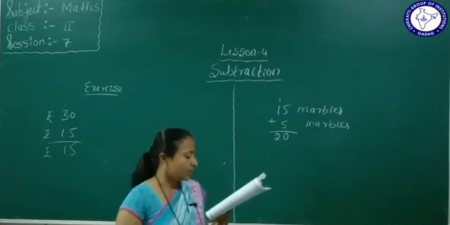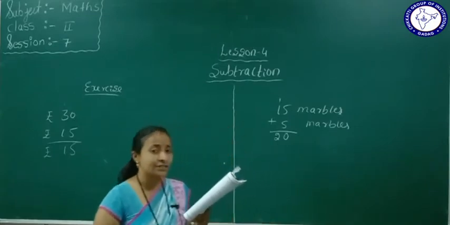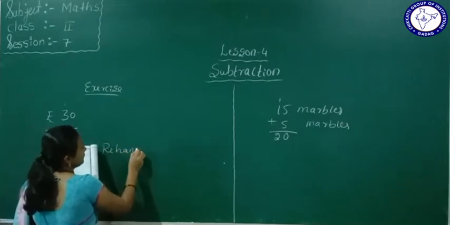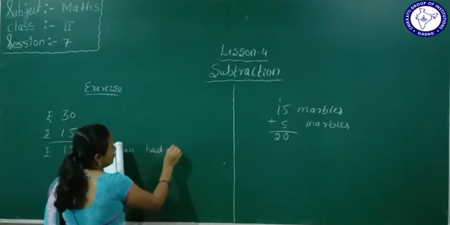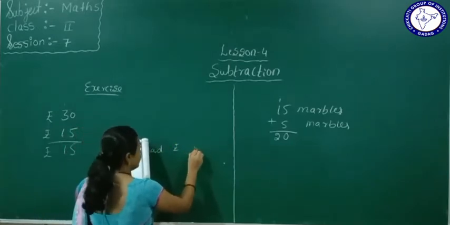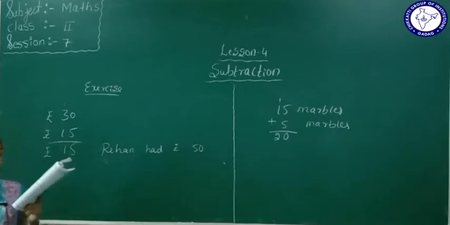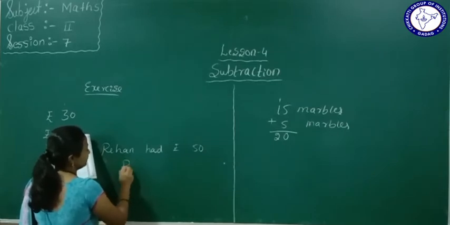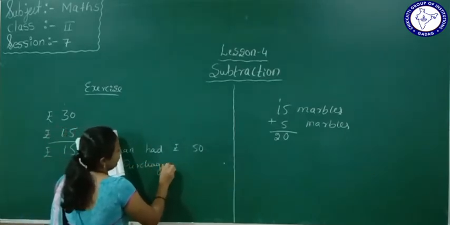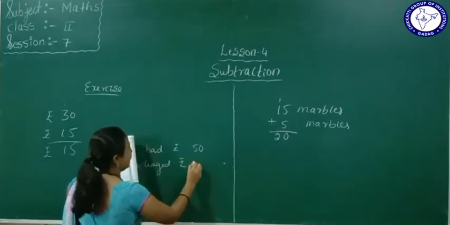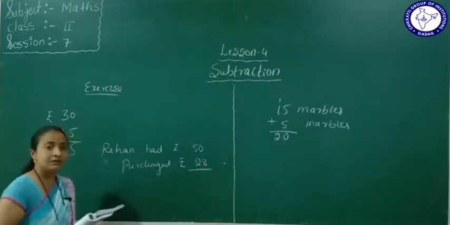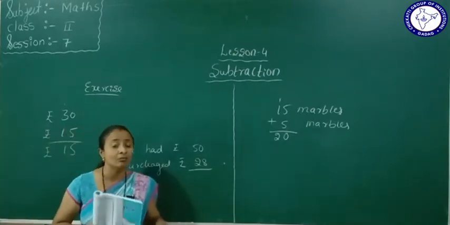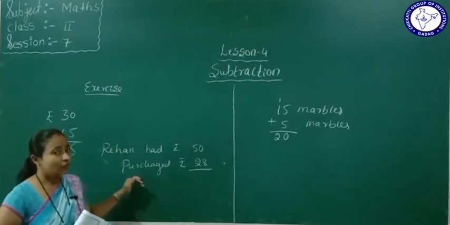Next one. Rehan had rupees 50. He went to a market and purchased vegetables. He purchased vegetables worth 28 rupees. What is the amount left with him? What will we do here, addition or subtraction?